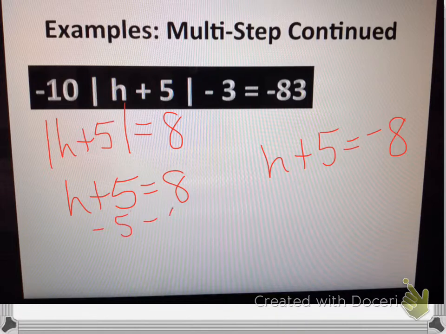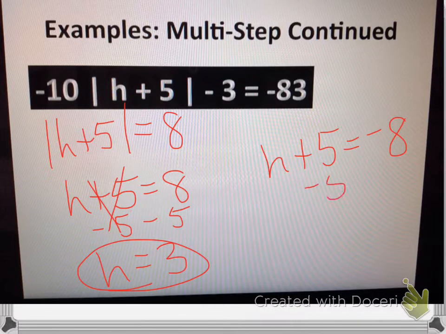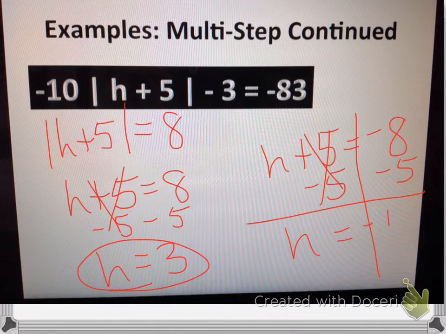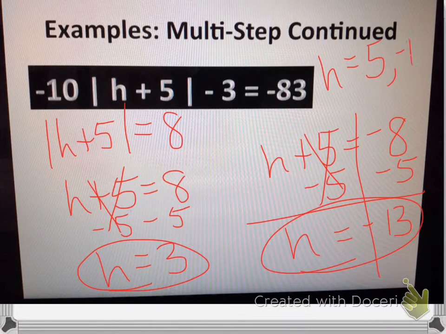Subtract 5 first, leaving me with h is equal to 3, and then I subtract 5 on the other, and that'll leave me with h is equal to a negative 13. Write your answers as a solution set, 3 and negative 13. Make sure to substitute them back in and double check your work. Otherwise, you can pause your video and go ahead and try number 17 and 18.